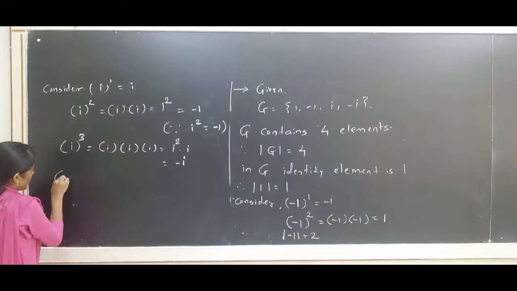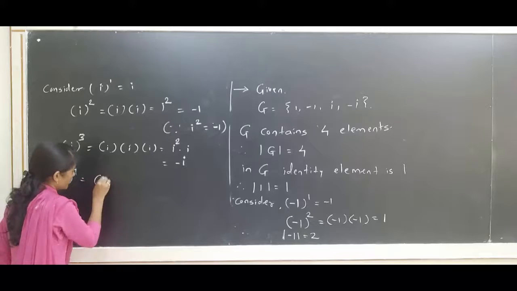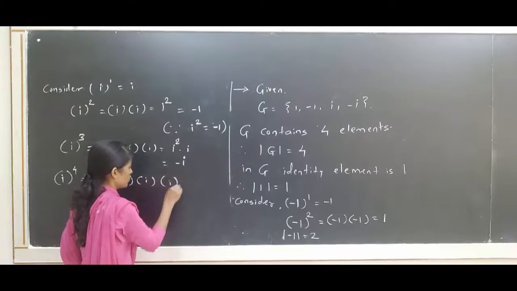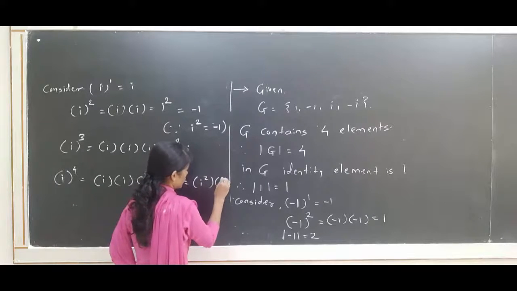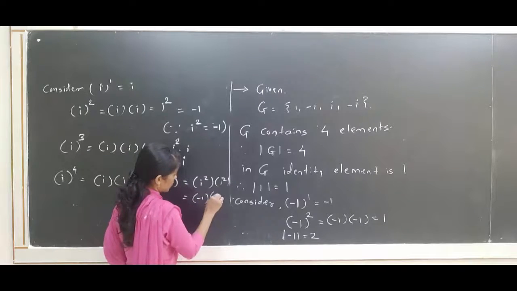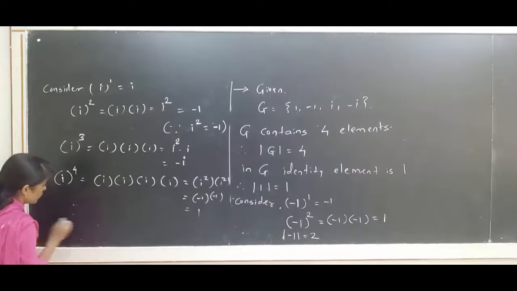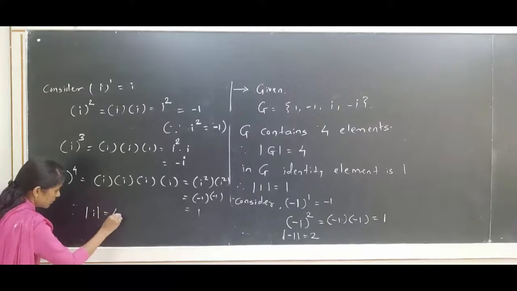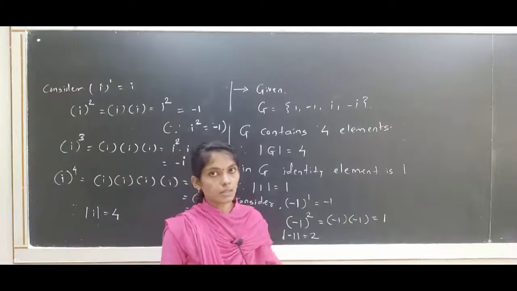Now, i raised to 4. So, i into i into i into i. That means we get i square into i square. So, we know that i square is minus 1. So, minus 1 into minus 1 we get 1. So, therefore, order of i is 4. Get it? Order of i is 4.